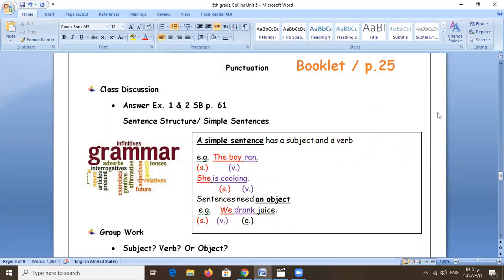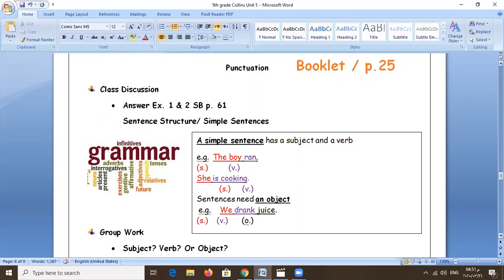Booklet, page 25. A simple sentence has a subject and a verb. One subject, one verb to make a simple sentence. For example, the boy ran. The boy, subject, ran, verb. She is cooking. Another example. She, subject, is cooking, verb.